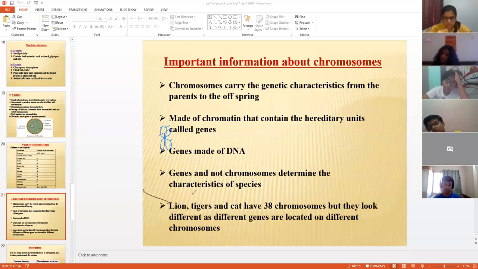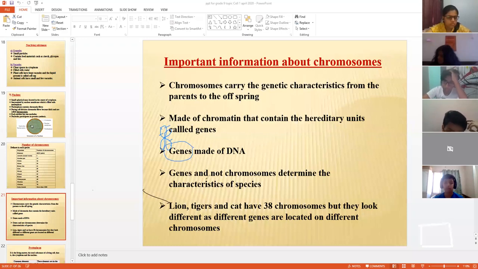Now, lions, tigers, and cats all have 38 chromosomes, but they still look different, as different genes are located on different chromosomes. Can a cat behave as a lion? Can a lion be as timid as a cat? No. In spite of all of them having the same number of chromosomes, they are still different. Why? Because of these genes.